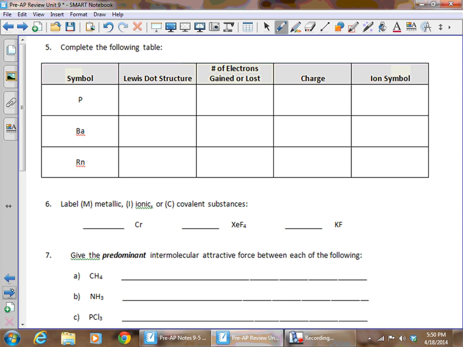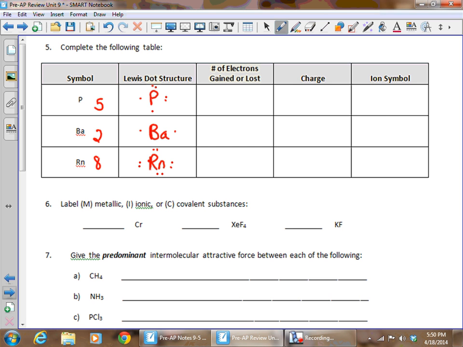Okay, next we need to complete a chart like this. Phosphorus, the Lewis dot structure. We need to know that phosphorus, first of all, has 5 valence electrons, which means its Lewis dot structure is going to look like this. Barium has 2 valence electrons, so its Lewis dot structure will look like this. And radon has 8 valence electrons, so it's going to have the maximum number of valence electrons, and its Lewis dot structure will look like this.